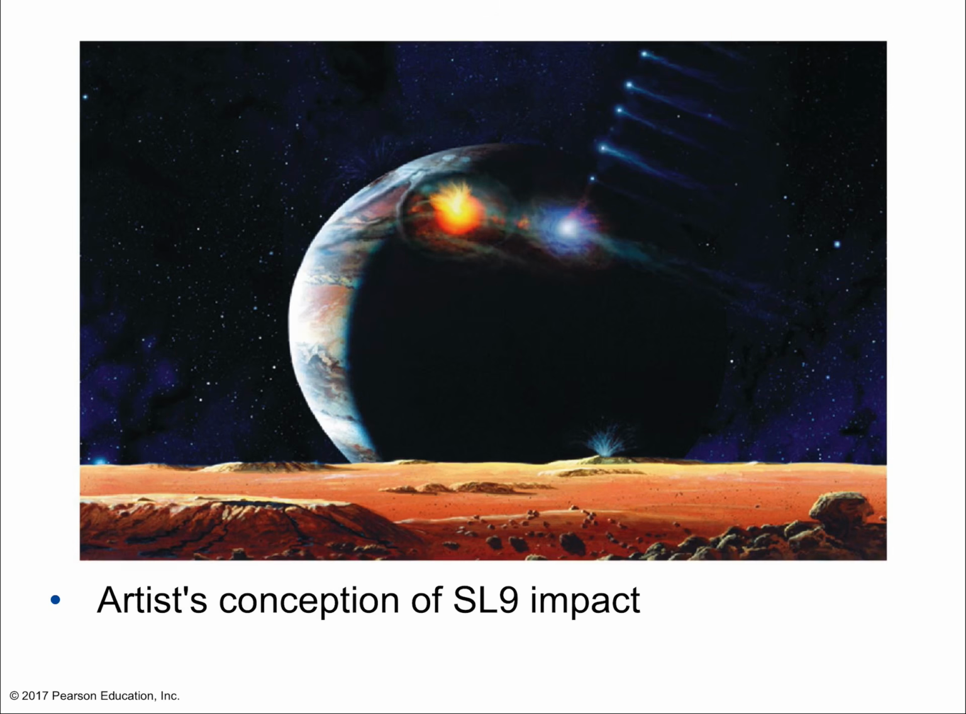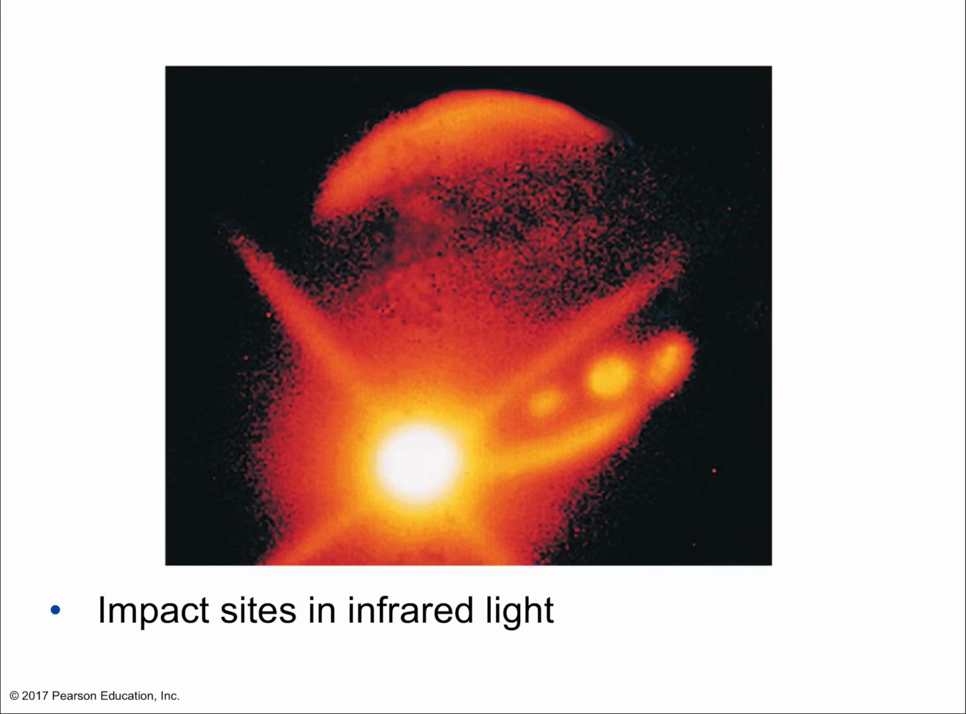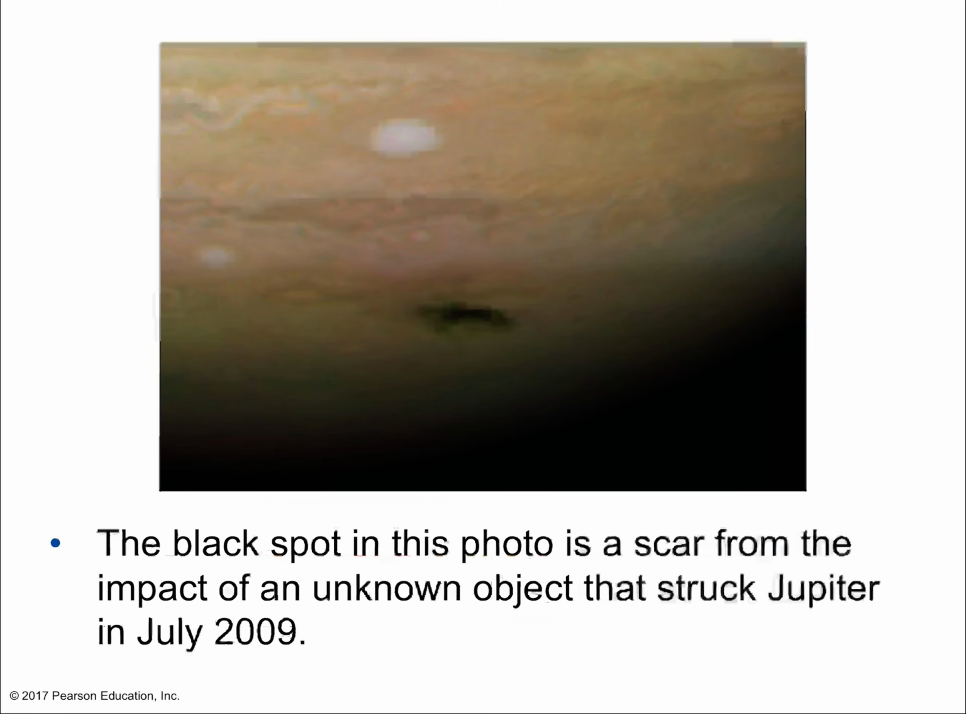Okay? Here's an artist's conception of that impact as those big pieces fell down to the surface. Huge amount of energy was released. And this would be like viewing it from the surface of Io, right? This is like if you were standing on Io looking at Jupiter. Okay? All right, here's an infrared view, seeing all the energy that was released as they crashed into the thick atmosphere of Jupiter. All right?